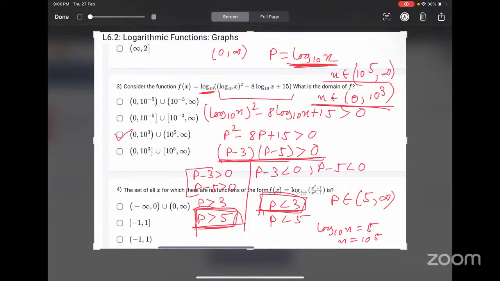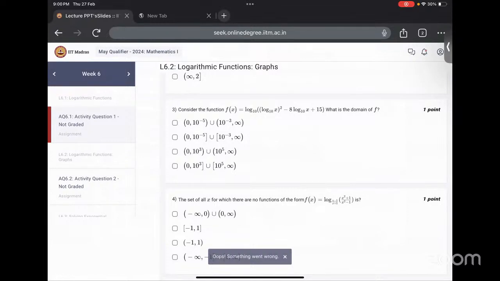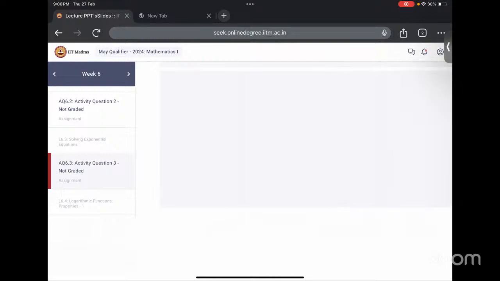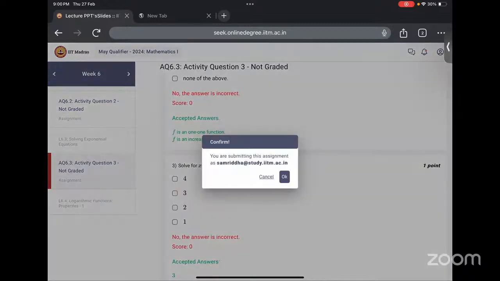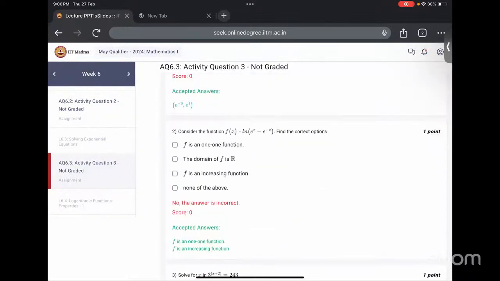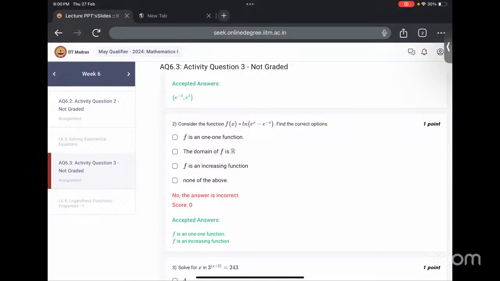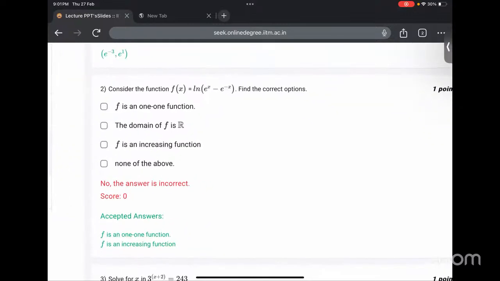Then what is the next one? Ma'am, in assignment number 6.3, can you explain the second question? It's taking this one. This one? I mean, this question, the point of the domain is clear, but I don't know how to check if the function is one-to-one, or how to check if it's strictly increasing or not.